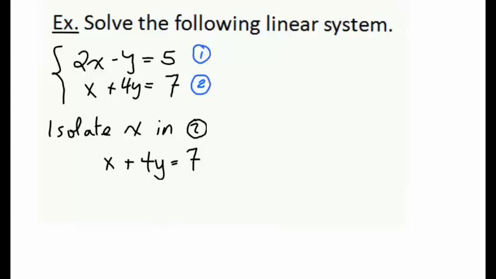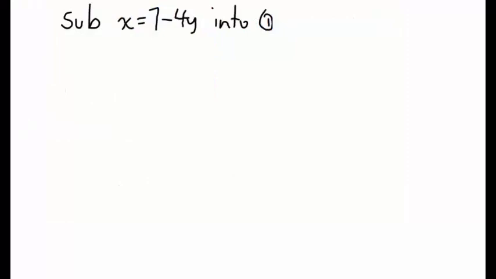So I take my x plus 4y equals 7, and I copy that down, and I'm going to subtract 4y from both sides to get x is equal to 7 minus 4y. So here, we've isolated x. x is by itself on the left-hand side of our equal sign. Now that we've isolated for x, we can move on to the second part of our substitution method, and that's to do the actual substitution.